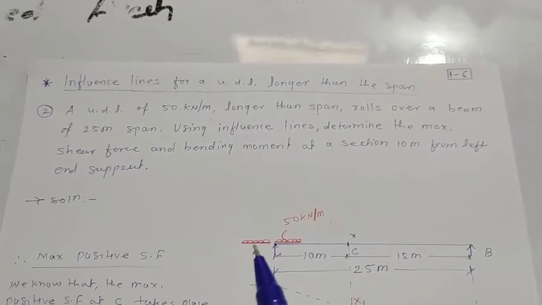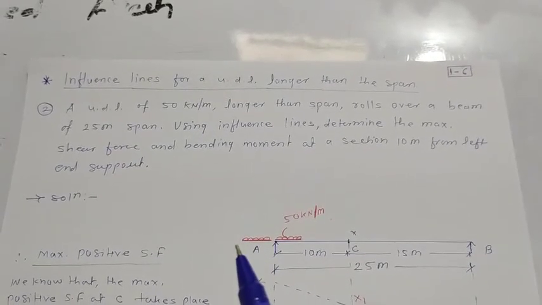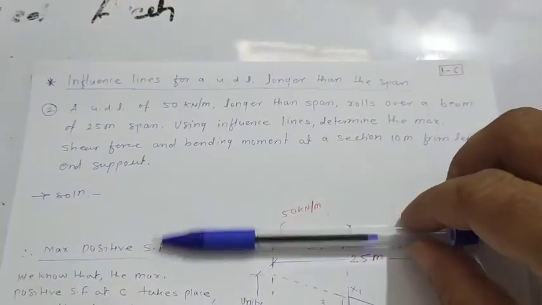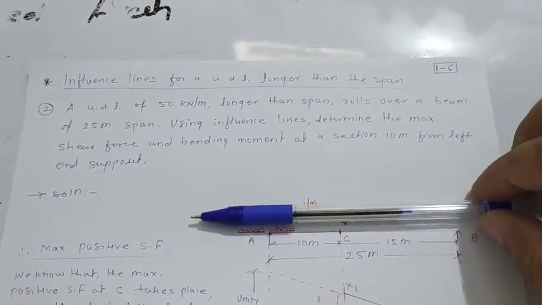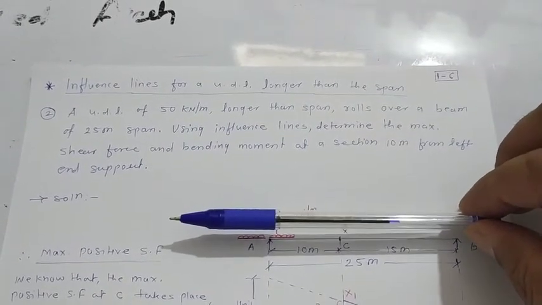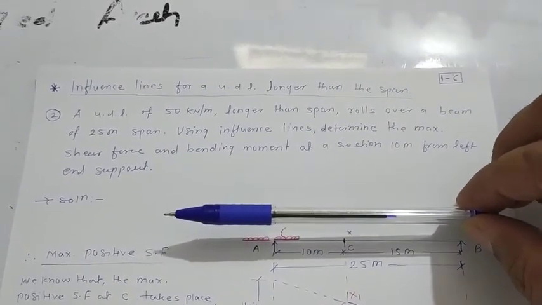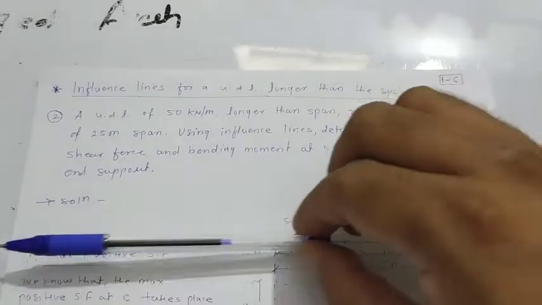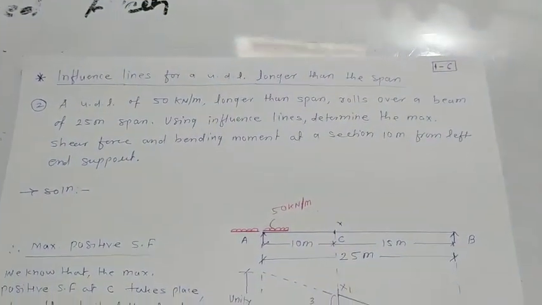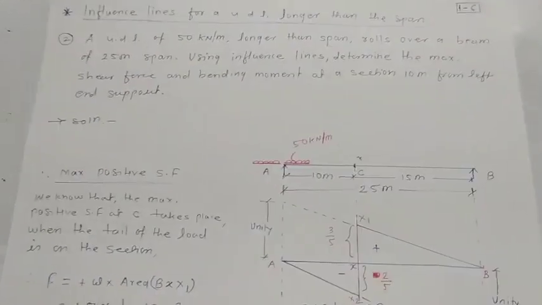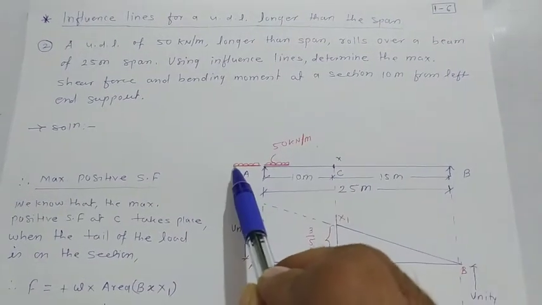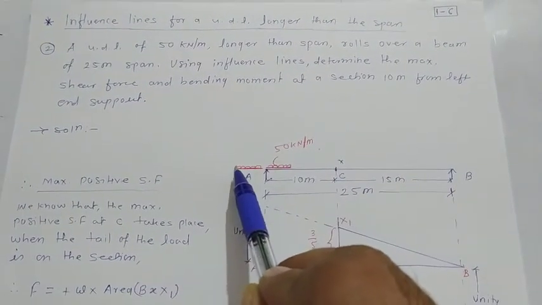But the UDL is traveling from left to right and UDL more than the span. Okay, the span is 25-meter, the length of UDL is more than 25-meter, which is traveling from left to right. So this one is the head of UDL and this one is the tail of UDL.